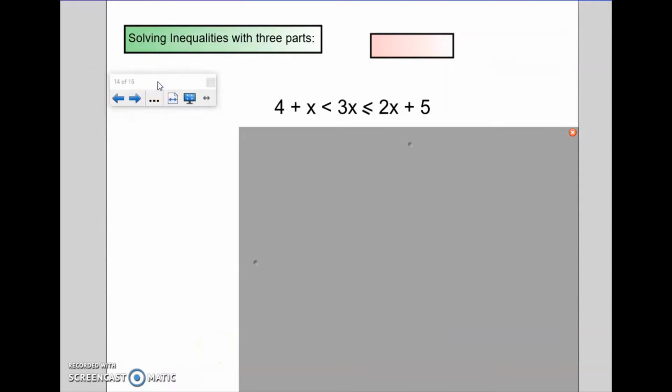Another example from me. So this time we've got the inequality that reads 4 plus x is less than 3x, 3x is less than or equal to 2x plus 5. Again, I'm going to split it into two separate inequalities. So I'm going to ignore this bit for now and deal with 4 plus x is less than 3x, or we could read that as 3x is greater than x plus 4.